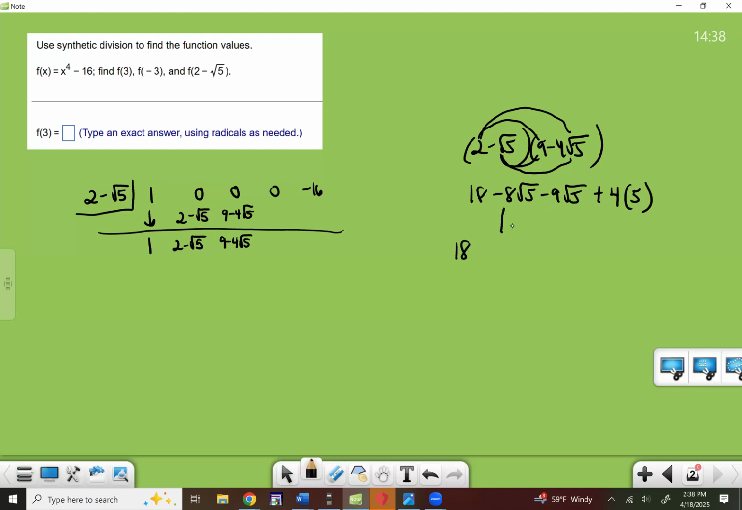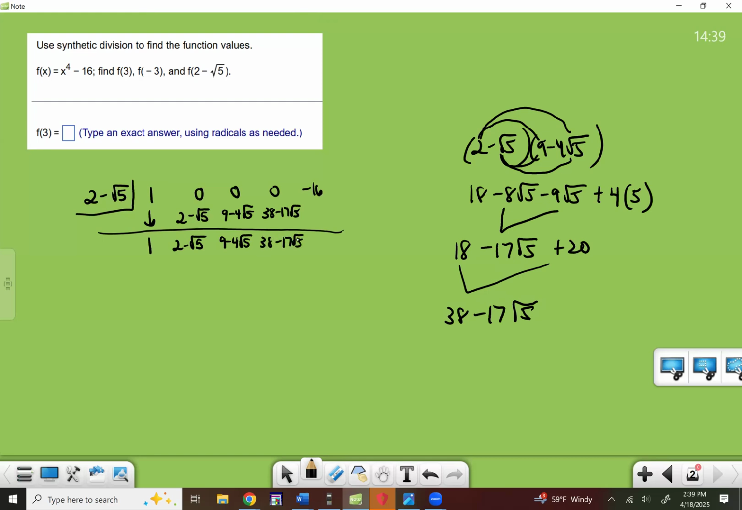So this is really going to be 18. And when we combine these two, minus 17. And then plus 20. So 18 plus 20 is 38. Holy moly, that's ugly, huh? All right, so we got 38 minus 17 root 5. Well, when you add 0 to that, it's going to stay the same.